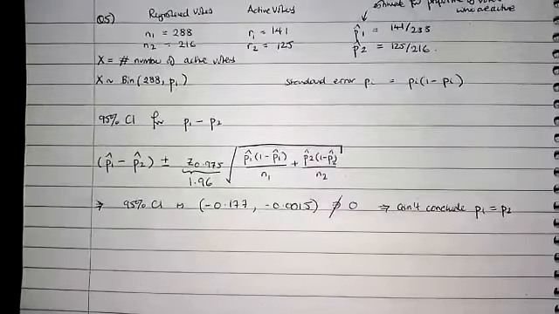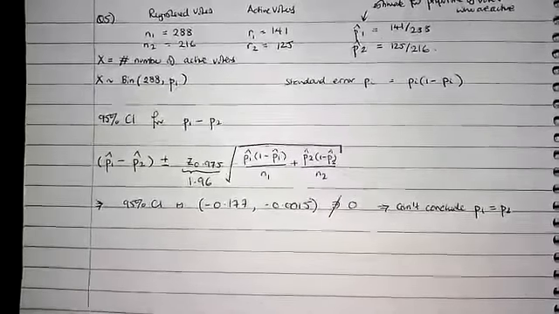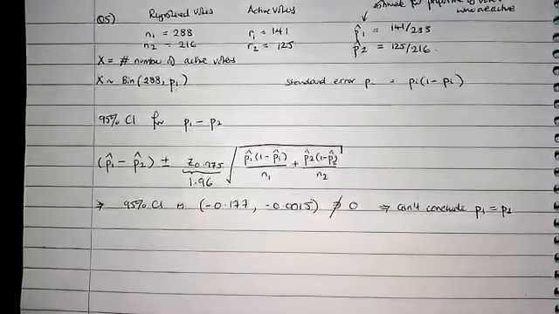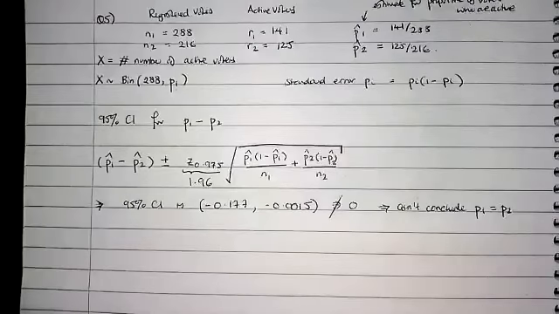What we might want to be doing, seeing as it's so close, is maybe doing some more observations and seeing if that changes it to more ambiguous or less ambiguous. Anyway, in this case, we can't conclude that the proportion of the voters that are registered who actually vote is the same in the two states. This is something that we're not allowed to conclude from the data that we've been given.